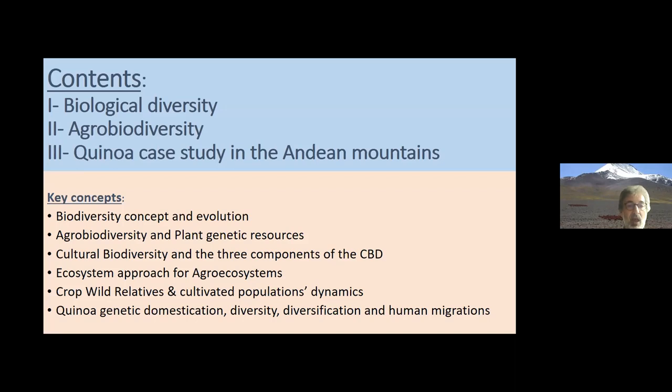So the key concepts I want to share with the trainers this afternoon are the concept of biodiversity, favoring evolution of nature and different aspects of evolution, the link between agrobiodiversity and plant genetic resources, the different dimensions of biodiversity, and especially cultural biodiversity, as Dr. Parvi said this morning. And I will talk also about the ecosystem approach for agroecosystems, the importance of considering crop wild relatives in mountains, and the process of domestication before expansion of neglected crops all around the world.